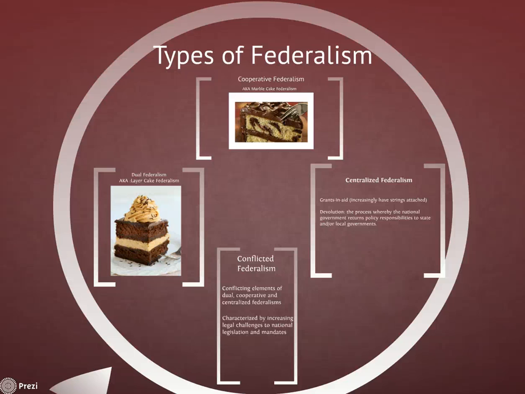Let's examine the evolution of the federal system. Evolution is a slow and continuous change, often from the simple to the complex. The federal system established by the Constitution has evolved from a simple system of dual federalism to a complex system of intergovernmental relations characterized by conflicted federalism.